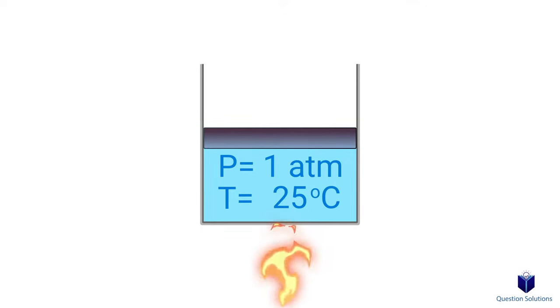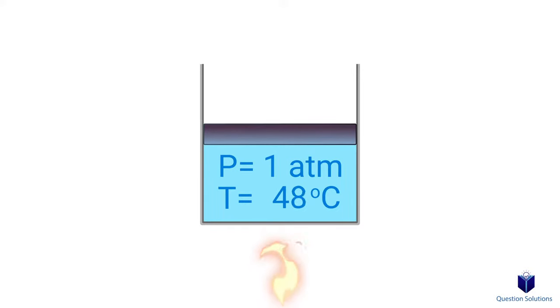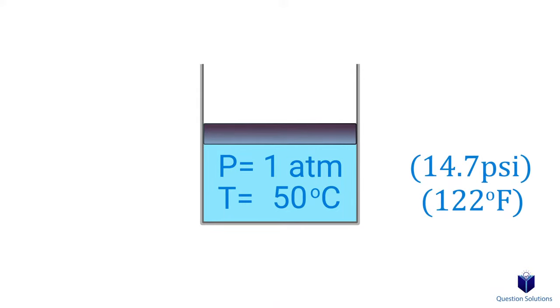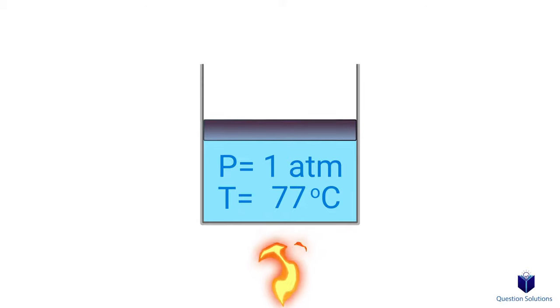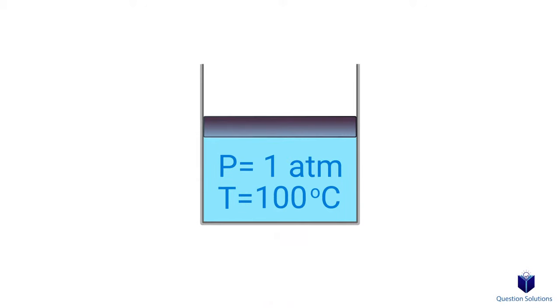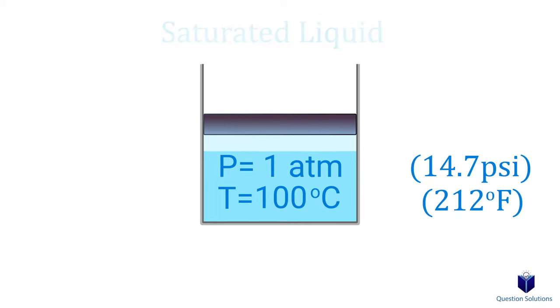Now we start adding heat, and the temperature starts to rise. The liquid slightly expands, and the metal piece moves up a bit. The pressure doesn't change because it's based on the barometric pressure and the weight of the metal piece. When the temperature reaches 100 degrees Celsius, the liquid is now called a saturated liquid. That means the liquid is about to vaporize.